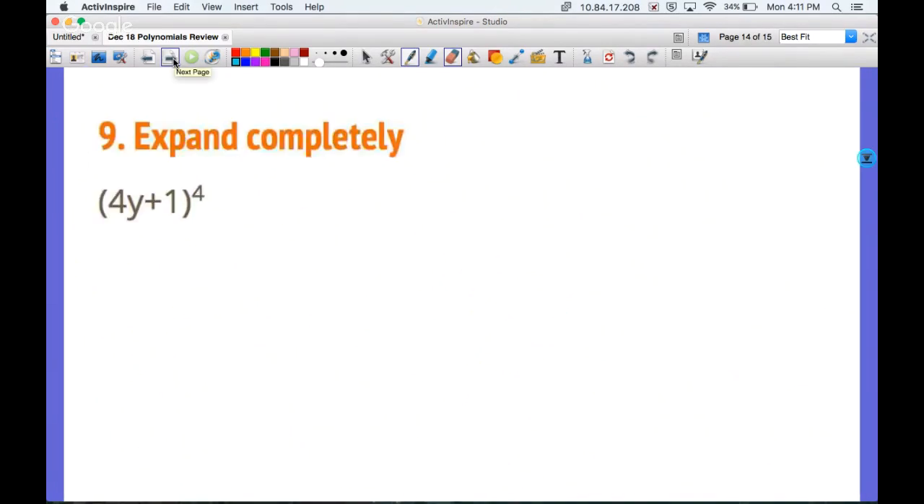All right, problem 9, expand completely. Here we're going to use the binomial theorem. I'm going to need the 4th row of Pascal's triangle, so I'll quickly sketch a Pascal's triangle. All right, let's fill it in with our a's and b's now.